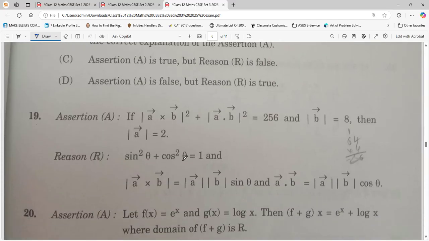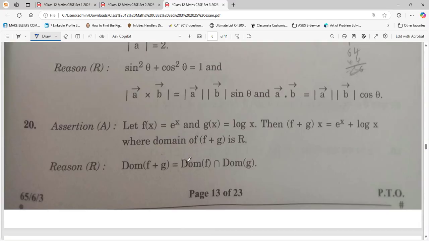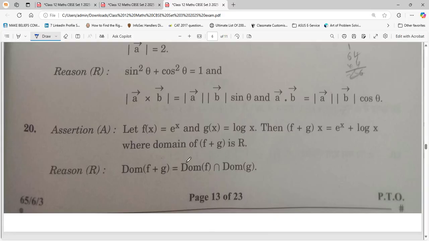Question 19 is already done and question 20 is also already done. So we have discussed the MCQ questions. If you have any queries, please let me know in the comment section.